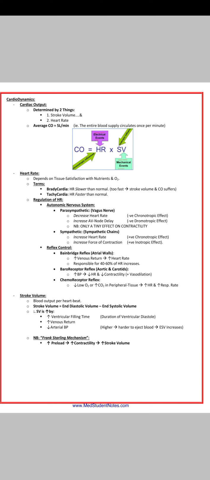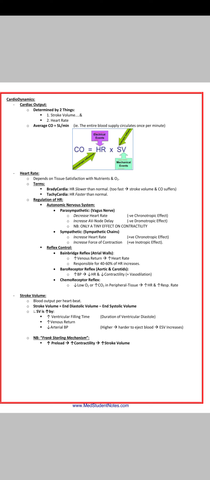The heart rate depends on tissue satisfaction with nutrients and oxygen. We discussed that the heart rate depends on the chronotropic influences and the electrical activity. The heart rate depends on the tissue satisfaction with nutrients and oxygen.